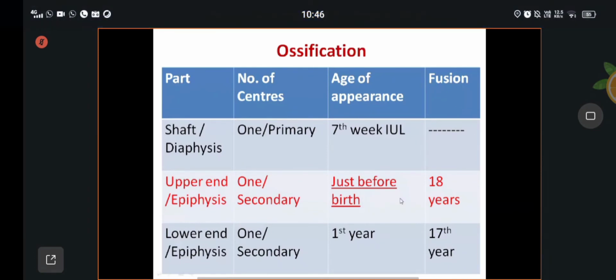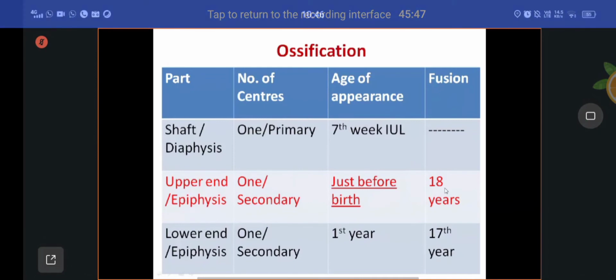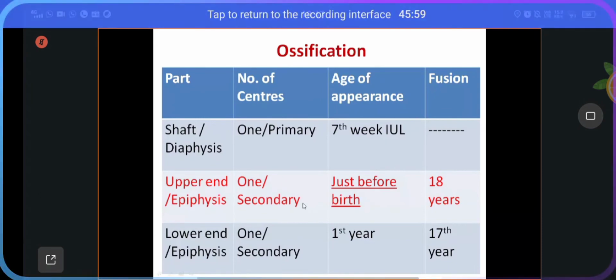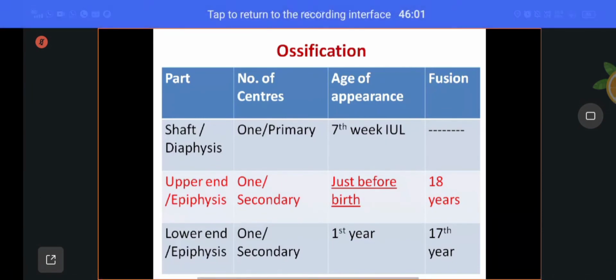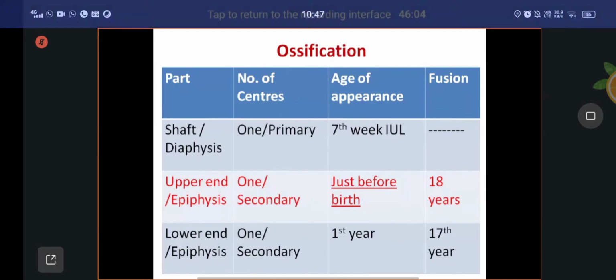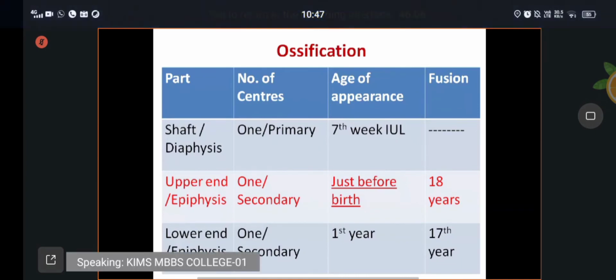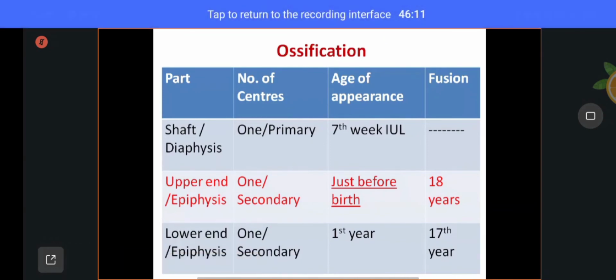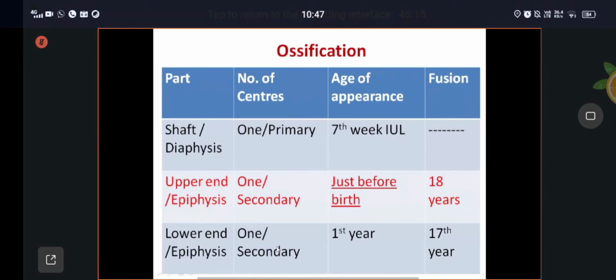It violates the law of ossification, developing just before birth and fusing with the diaphysis at the age of 18 years. The one thing about the upper end of tibia is that it violates the law of ossification. Instead of developing after birth, it develops just before birth, at the 9th month of intrauterine life.